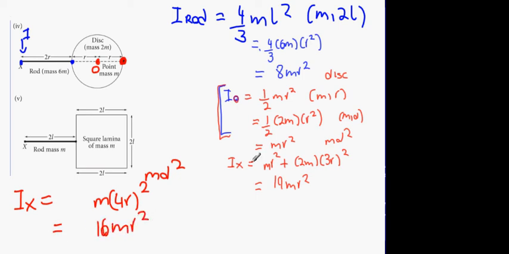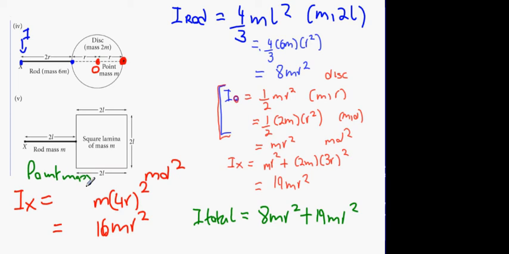And then I total, which is in green, is just a matter of adding all three parts together. The rod, which is in blue, the disk, which was in red, and now just the part we did of the point mass. And the point mass is 16 mr squared. So add all these together, what do we get? 8 plus 19 plus 16.